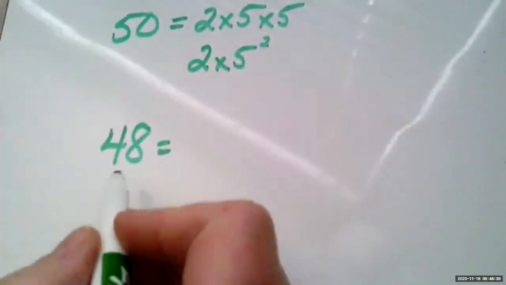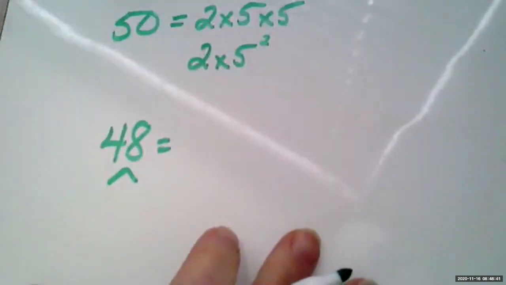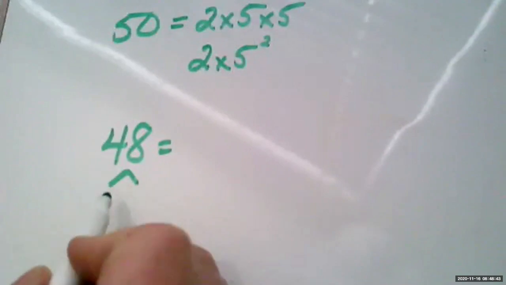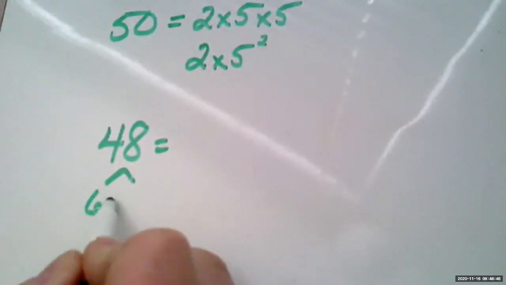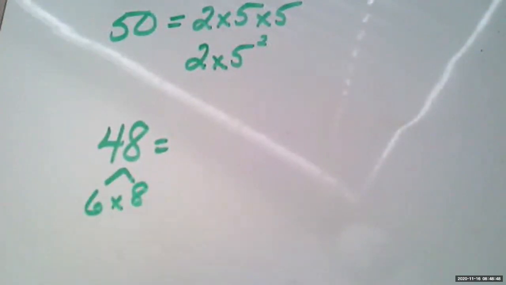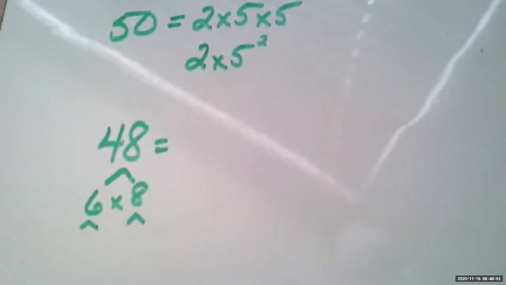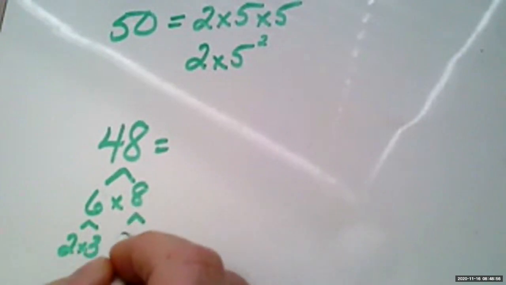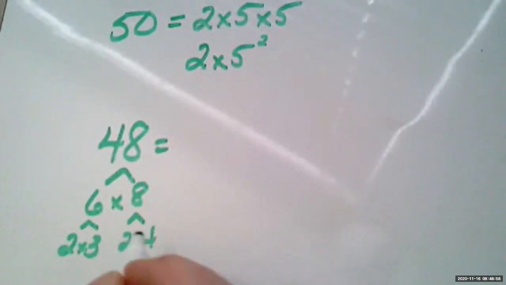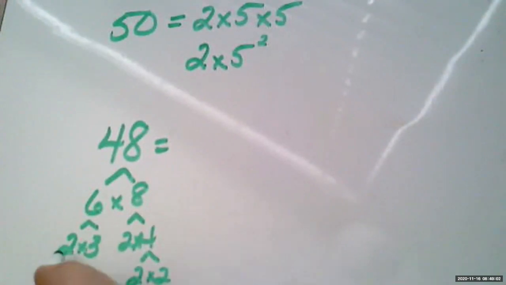So Raylene, when you want to break it down, you have to say what times what equals 48. For me, 6 times 8 is 48. That's the one that pops in my mind. But 6 is still composite and 8 is still composite. 6 is 2 times 3 and 8 is 2 times 4. And then 4 is still composite, so you still have 2 and 2.